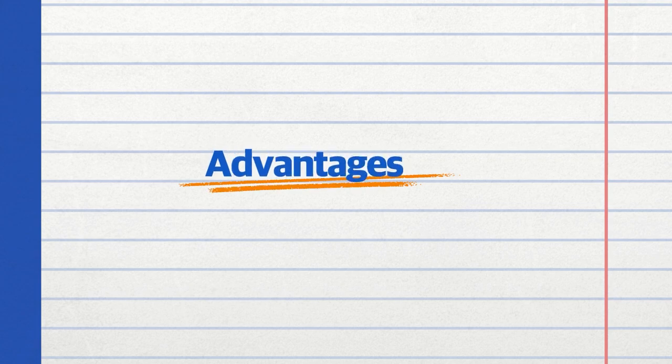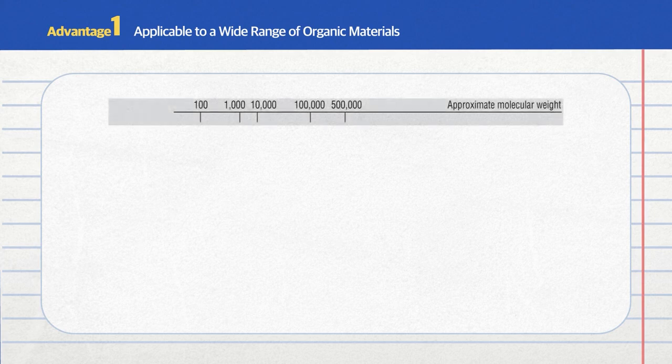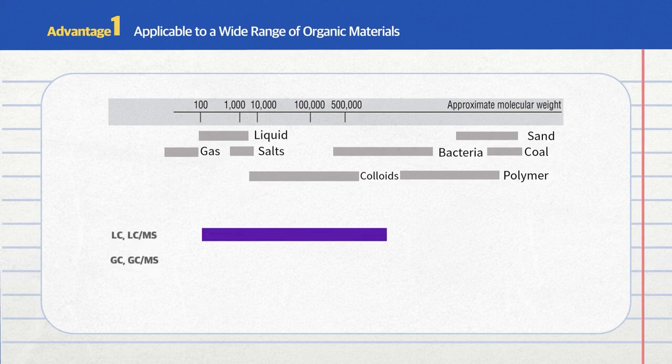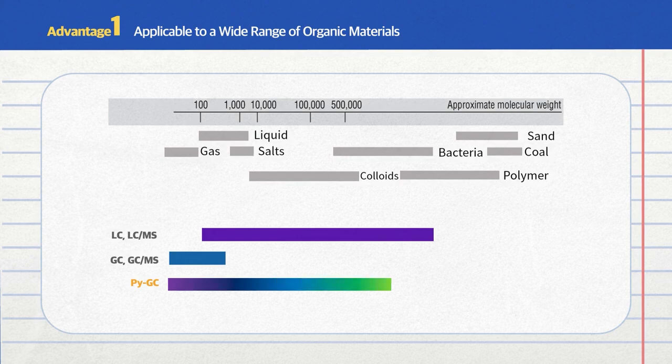There are several advantages that a pyrolyzer provides greater than other techniques. First of all, a pyrolyzer can be applied to a wide range of organic materials. Most of the materials exist in various phases depending on their properties, like molecular weight. Chromatography, as one of the analytical techniques, is categorized into LC and GC, and the molecular weight coverage of these techniques is shown like this. A pyrolysis, coupling with gas chromatography, can analyze most of the substances not limited in their molecular weight.